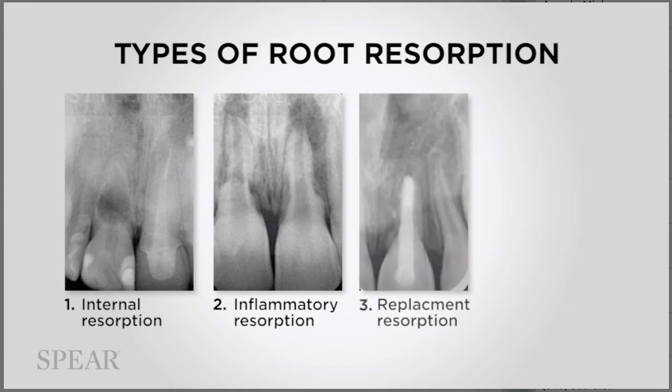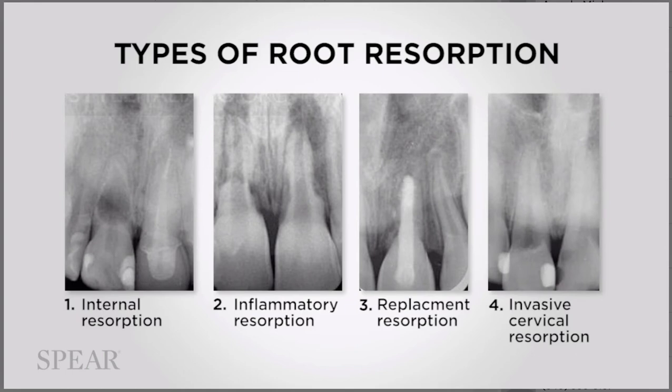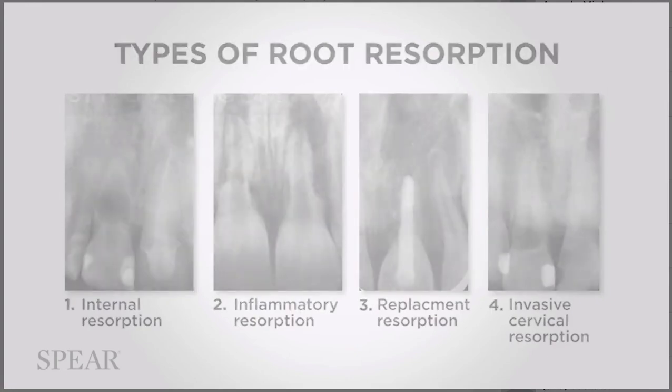And then, of course, on the right is replacement resorption, whereas instead of having the root of the tooth dissolving away like you see in an inflammatory process, we see the root of the tooth actually being replaced by the bone. So these are the three types of resorption that we've discussed just now, but there's another resorption that I want to get into, and that's an invasive cervical root resorption. This is pervasive. We're seeing more of this now than we've ever seen before.